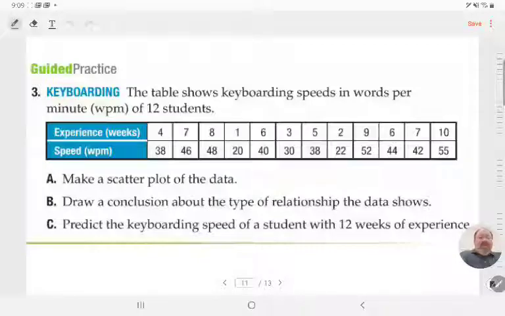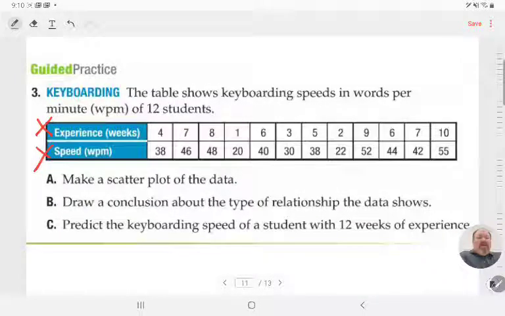So here's an example, and you can try this and then come back. It says the table shows keyboarding speeds in words per minute of 12 students. It gives you a table with the experience and the speed, so X and Y. And then it says make a scatter plot of the data, draw your conclusion about the type of relationship the data shows, and then predict the keyboarding speed of a student with 12 weeks of experience.